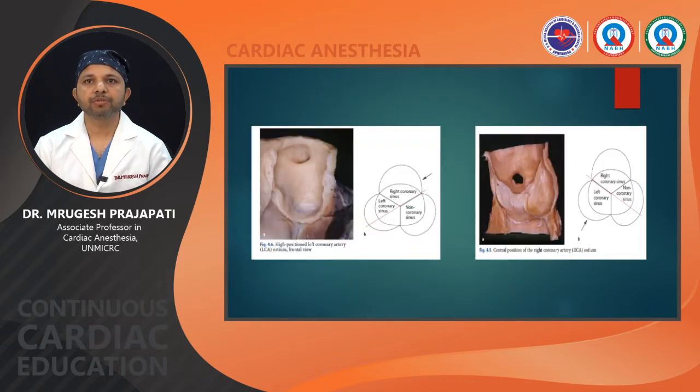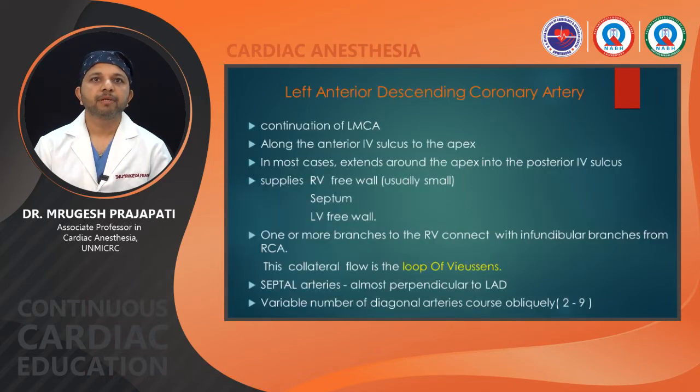This figure shows the right coronary artery ostia and the left coronary artery ostia. So if you compare, the right coronary ostia is situated anteriorly and lower compared to the left coronary artery ostia, and that's why air trapping is more common in the right coronary artery compared to the left side during the de-airing of the heart. Now we will see the left anterior descending artery.